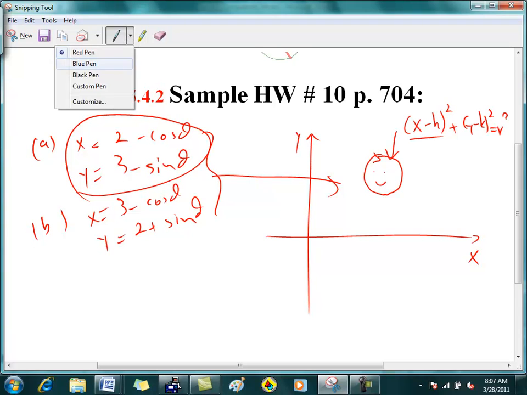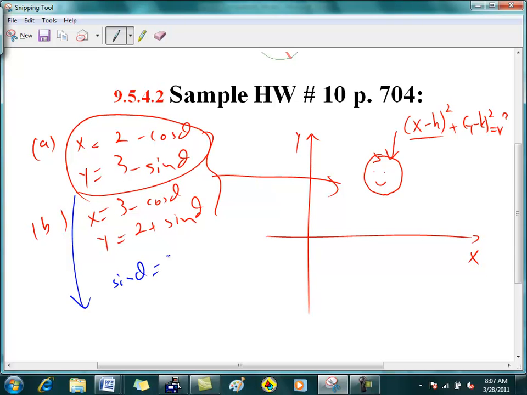So how do you convert the first one to Cartesian? Again, it's all about the Pythagorean identity. Would you be okay if I told you sine theta was equal to 3 minus y and cosine theta is equal to 2 minus x? You'd square them, and then what would you do? You would add them. Okay, so you get a 1 on this side.